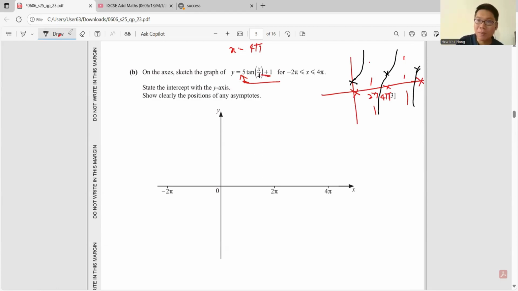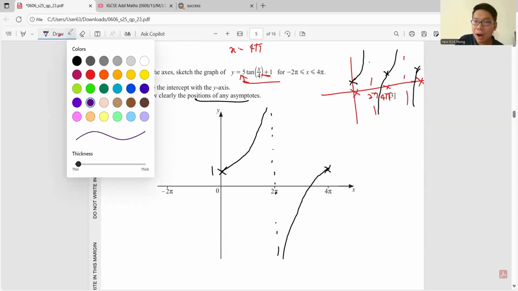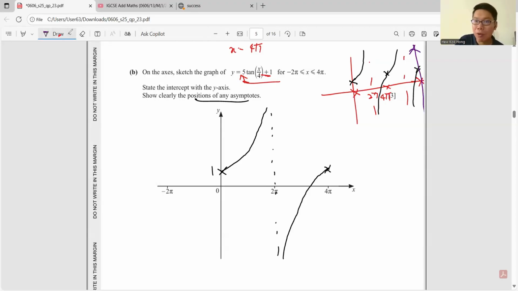Then I can transfer my information to my answer sheet. Here is 1, here is asymptotes. Clearly show the positions of any asymptotes, which I successfully put in. And then the intercept with the y-axis is 1, correct? And here also 1. So the positive part, I only need to sketch until here. And then how about the negative part? Negative part, the same graph I plot from here.